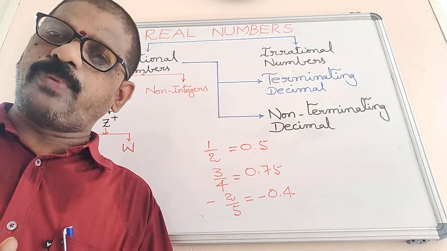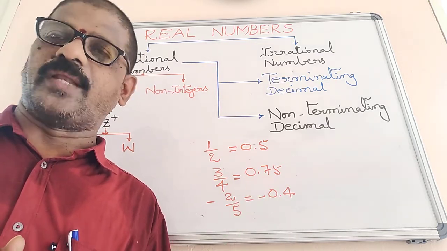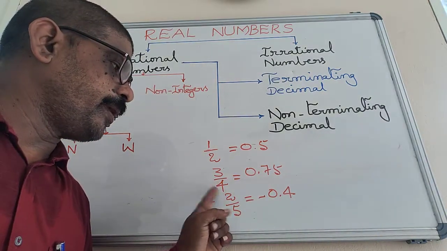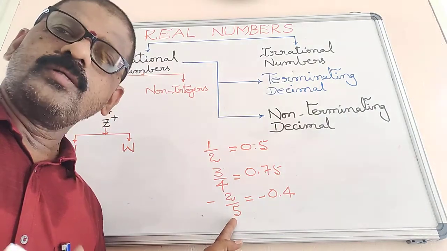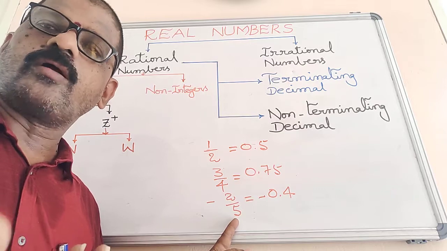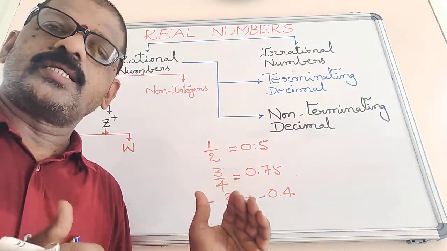So the numerator is P, the denominator is Q. But Q is not equal to 0. That means the denominator is not equal to 0. Clear? If the denominator is 0, we can't define it. Clear?